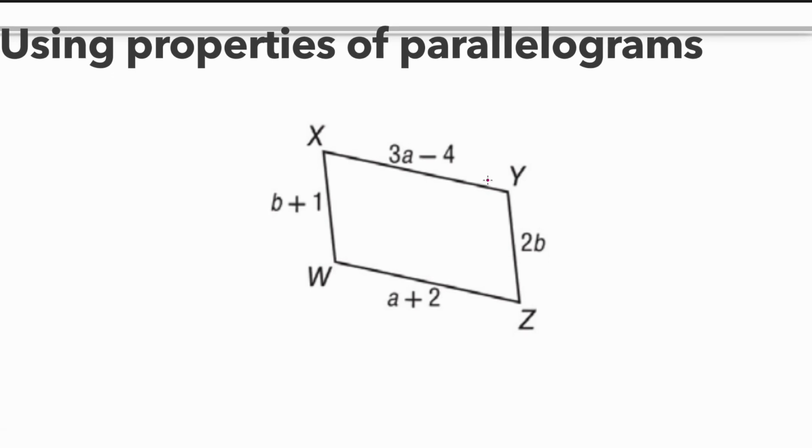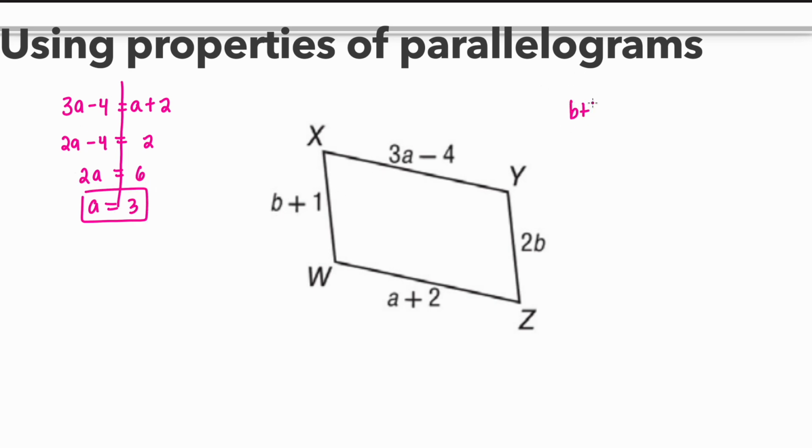Next, using the properties of a parallelogram, we know that opposite sides are equal. So we can take 3A minus 4 and set it equal to A plus 2. I'm going to subtract A from both sides, and I'm going to add 4 to both sides, and then divide by 2, and I know A. And now I can do the same thing with B. B plus 1 equals 2B. So I'm going to subtract B from both sides. 2B minus 1B is B. So therefore we know that B equals 1.